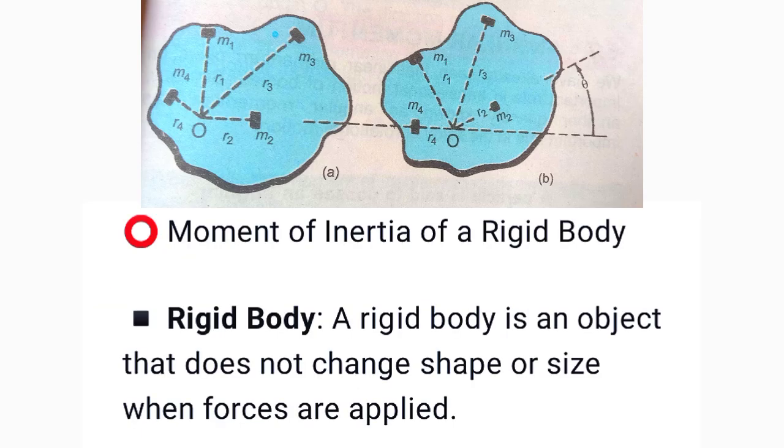Moment of inertia of a rigid body. Definition of a rigid body: a rigid body is an object that doesn't change shape or size when forces are applied.